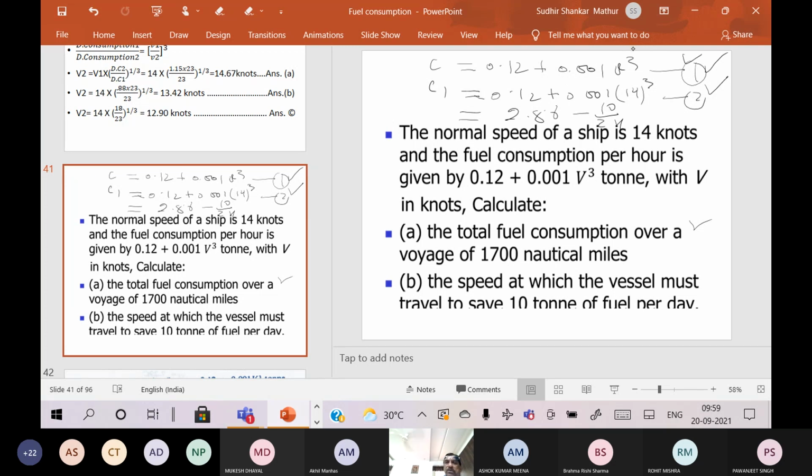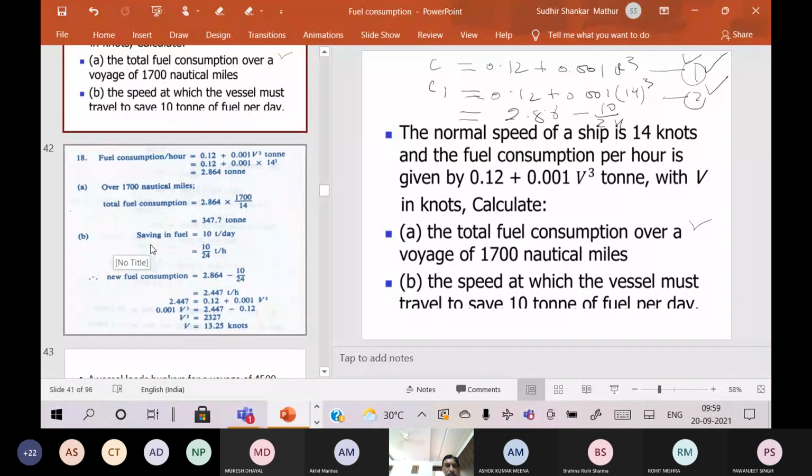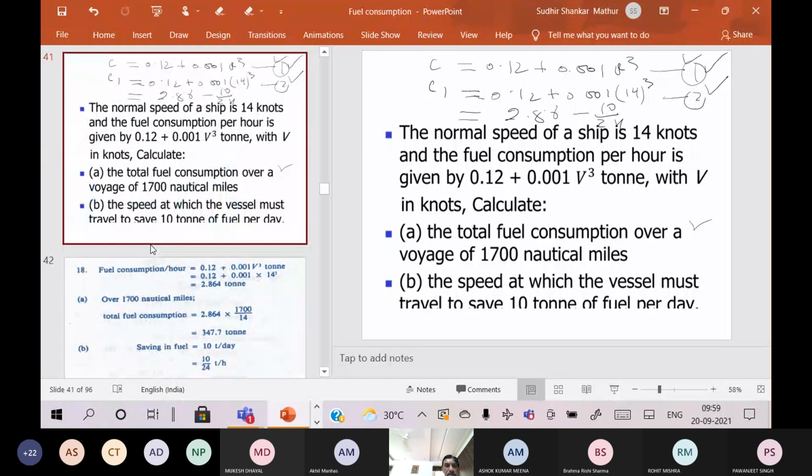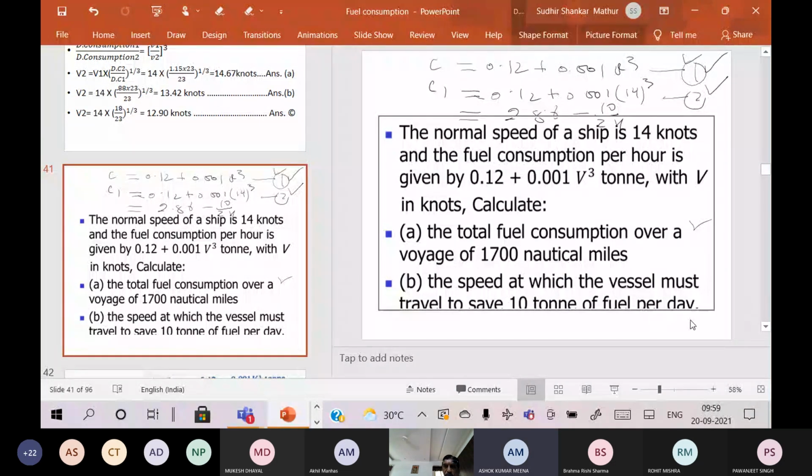Use the same equation, calculate the value of V, which I'm sure you got how much? 13.25 and 347.7 you got for the other one. इसको जो आपने बताया था 24 आवर्स का वॉयस लेके सेकंड पार्ट को नहीं कर सकते वैसे?